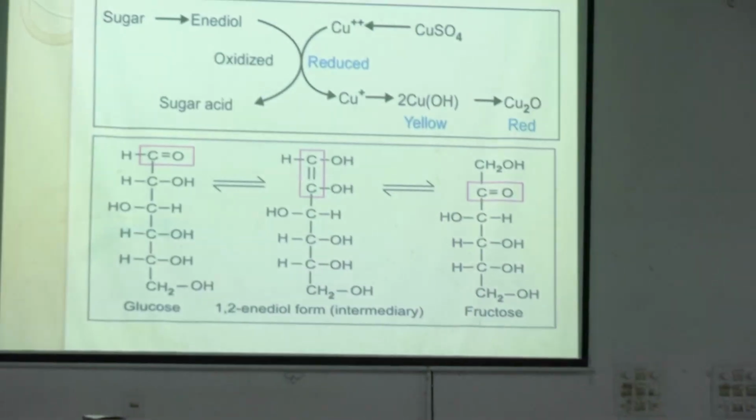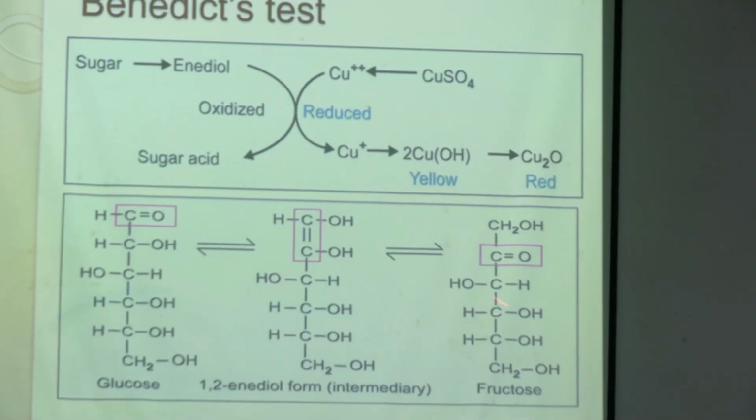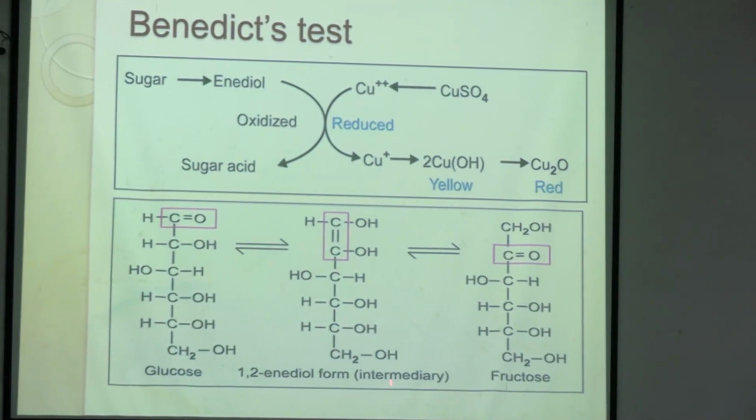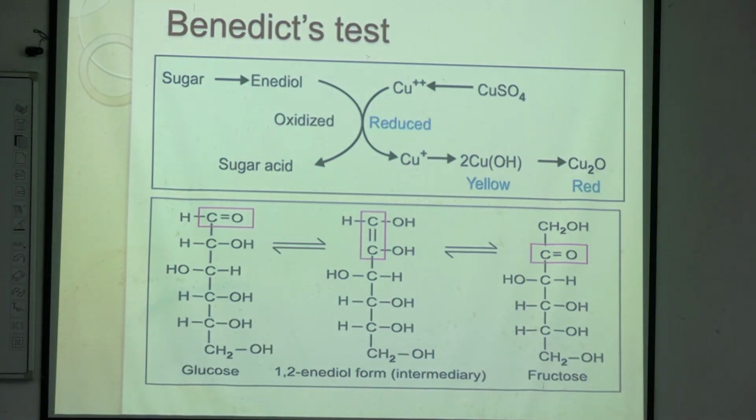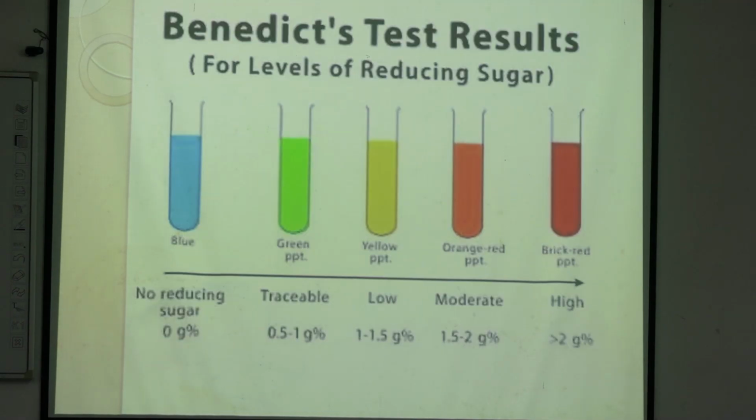The functional group in glucose is the aldehyde group. In fructose, the keto group. They are involved in formation of enediol. Without the presence of these functional groups, this enediol will not be formed. Right? This interchange of double bond from oxygen-carbon to carbon-carbon will not happen if there is no functional group present in the monosaccharide or the carbohydrate.